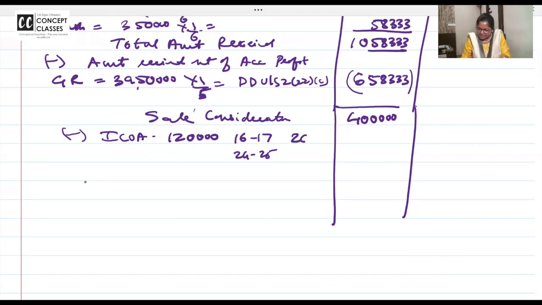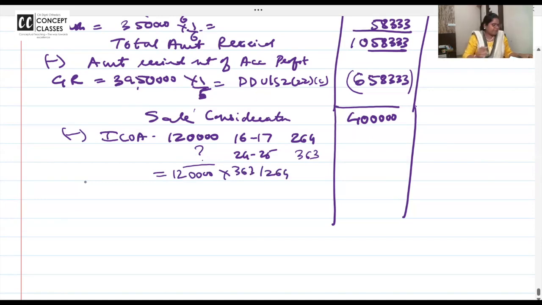16-17 it is 264, which has become 363. So 120 is how much? 120 into 363 divided by 264. That is 1,65,000. What is the long-term capital gain?